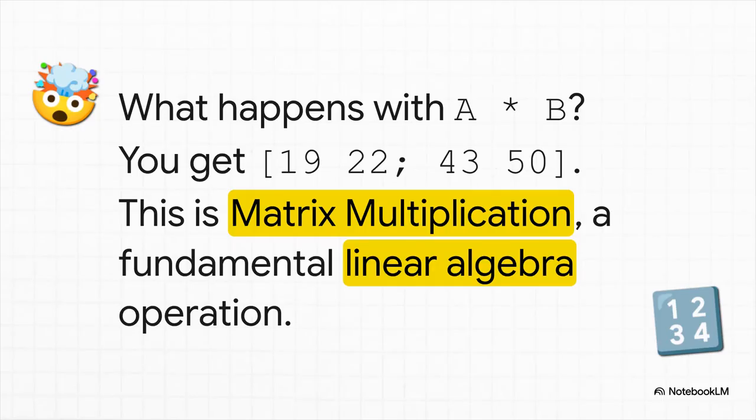So if you just type A asterisk B, you might be a little surprised by what pops out. You get this: 19, 22, 43, 50. And no, that's not an error. This is a very specific, very fundamental operation from linear algebra called matrix multiplication. It's incredibly useful for higher-level math, but it's definitely not what most of us expect to see the first time.